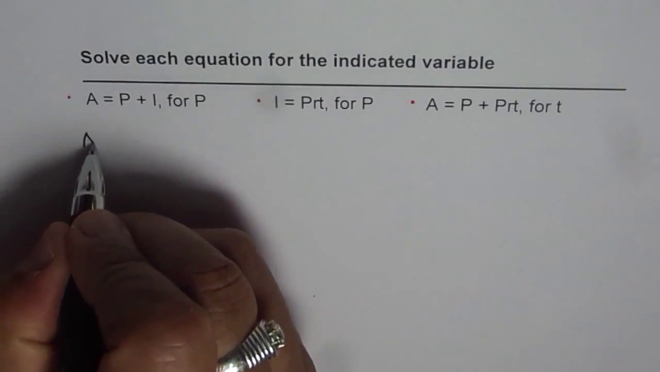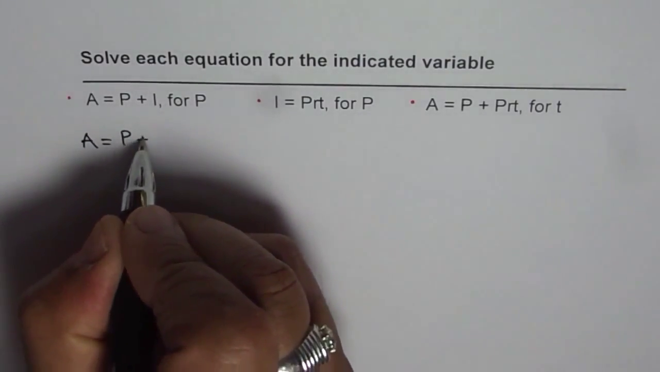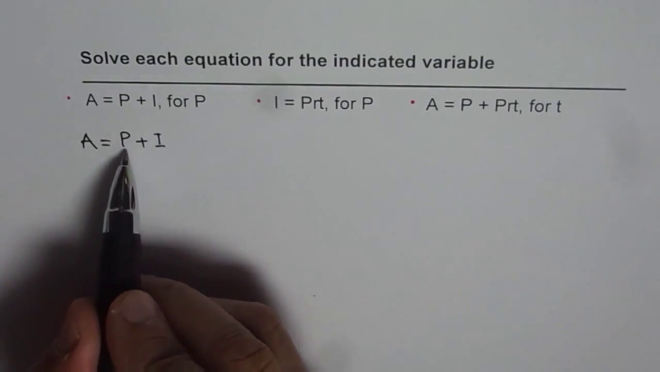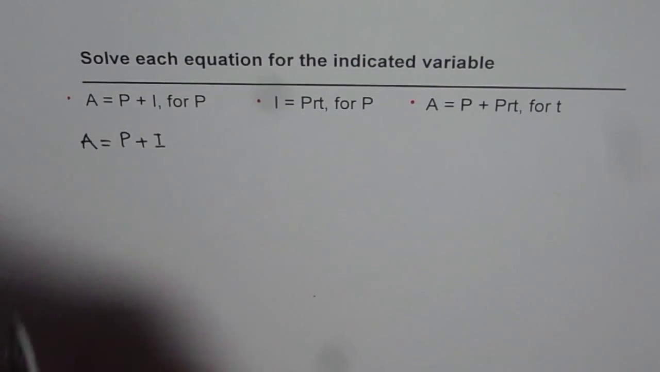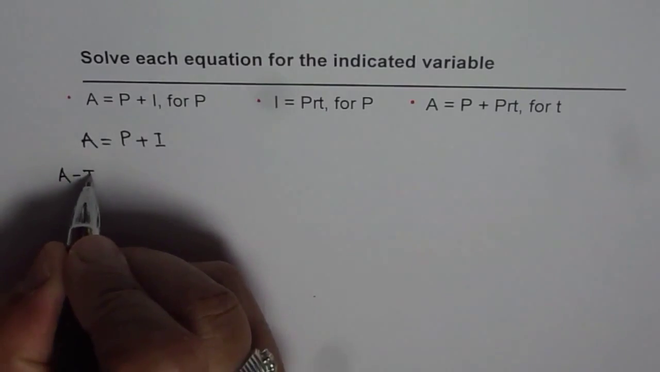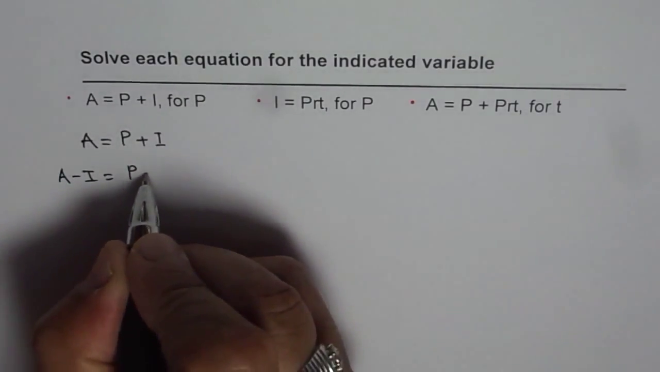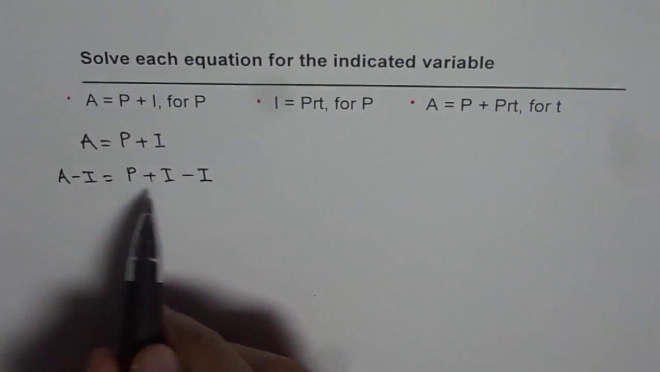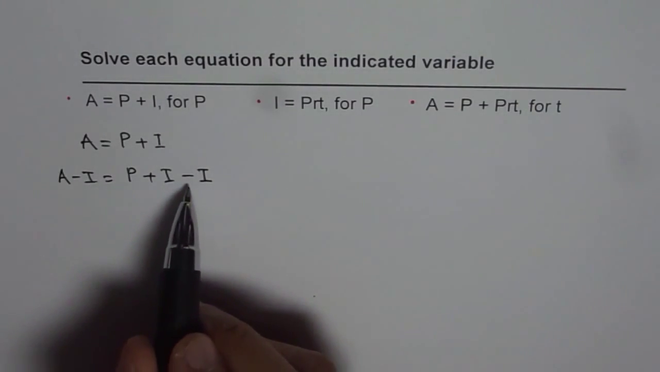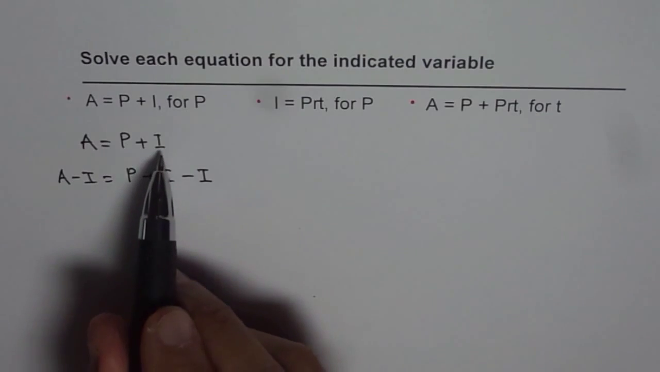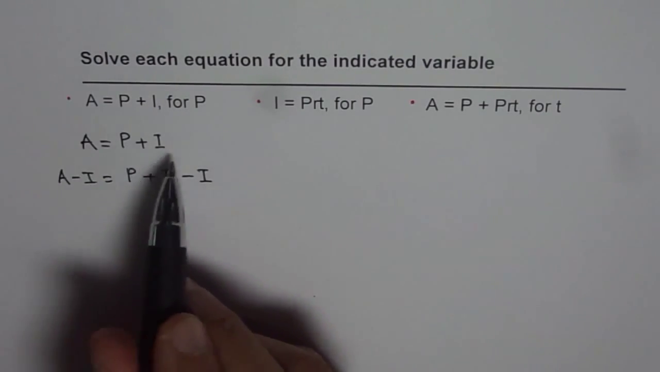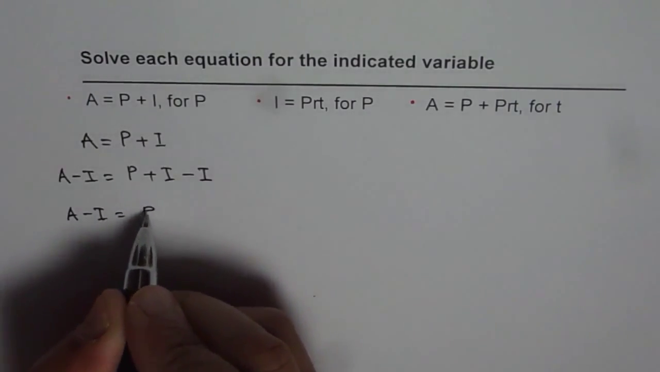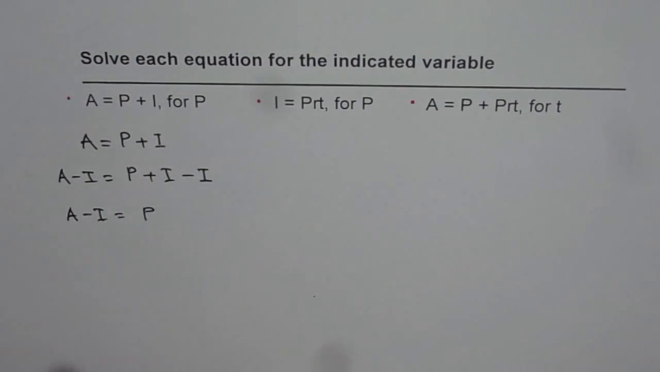So the equation given to us is A equals P plus I. Now since we need to find what P is, we have to take away I from both sides. So we can say amount minus interest equals principal plus interest minus interest. We did the same operation on both sides, and the operation is to take away interest I from both the sides. So we're left with A minus I equals principal, since I minus I is 0.